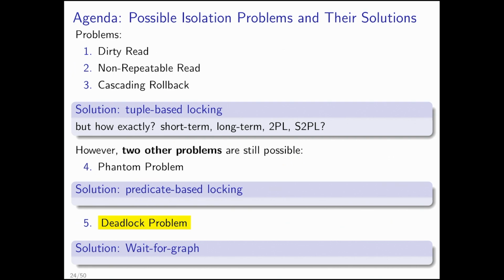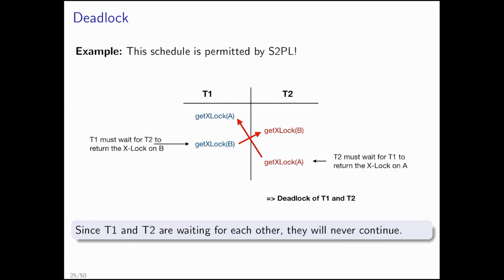Right. So there's another problem we have to look at. That's the last problem in that space that can occur. And that's the deadlock problem. It occurs in a situation like this. You have two transactions, and they acquire locks crosswise.